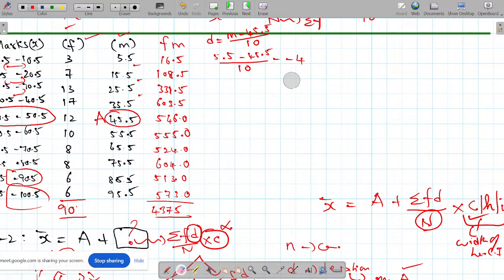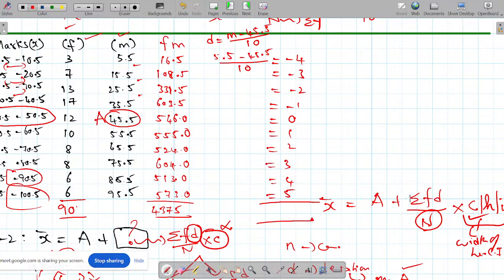Yes, please try. Minus 3. Yes, you can directly tell the value. Minus 3, minus 2, minus 1, 0, 1, 2, 3, 4, 5. Then you add all the values because we need to get the summation. Minus 4 plus 4 will get cancelled. Minus 3 plus 3, minus 2 plus 2, minus 1, 1, 0. So 5.